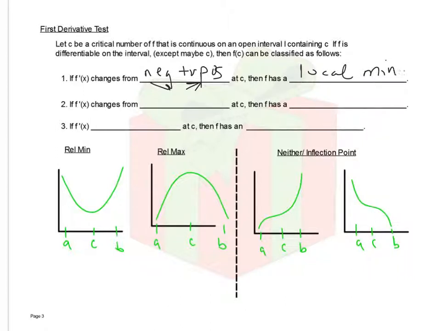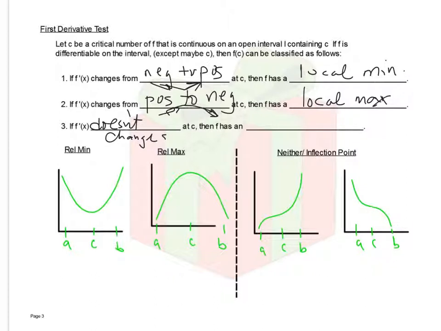min. Now, if f prime changes from positive to negative, then f goes from increasing to decreasing, so we must have a local max, right? Because it's like making a little bump on my little picture here. All right, now if f prime doesn't change at c, I should say doesn't change sign, then f has an inflection point.